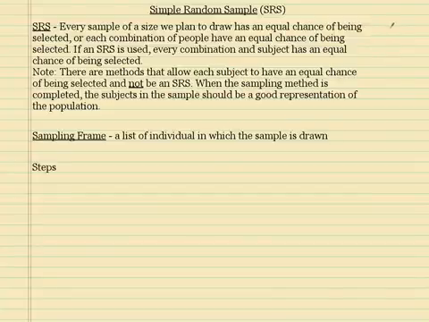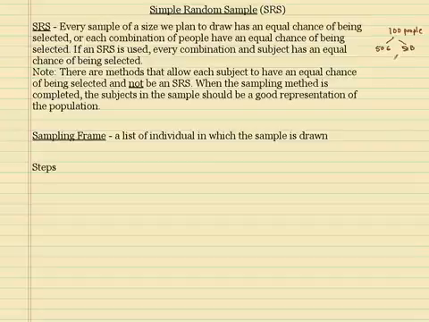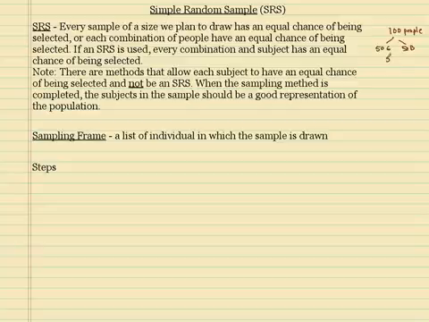Okay, I'm going to do this off to the side. This is what the book talks about. Say that you have 100 people, okay? And out of those 100 people, you have 50 girls and you have 50 boys, okay? So what happens here is I need 50 people in my sample. You're going to choose 50 people.